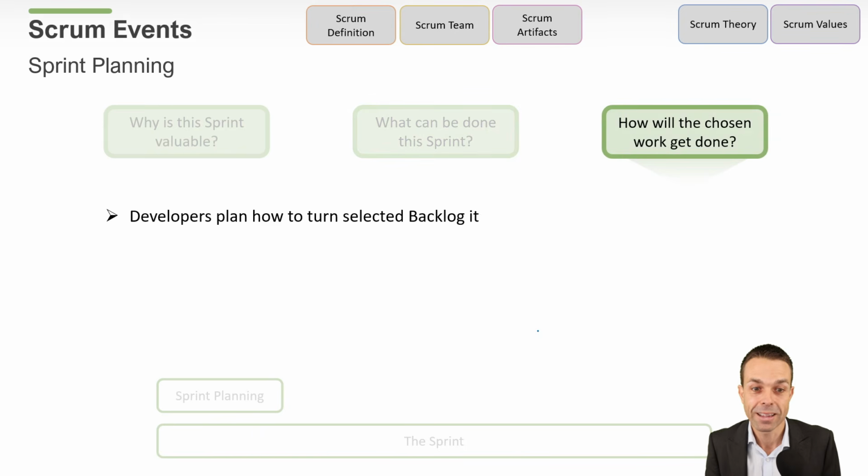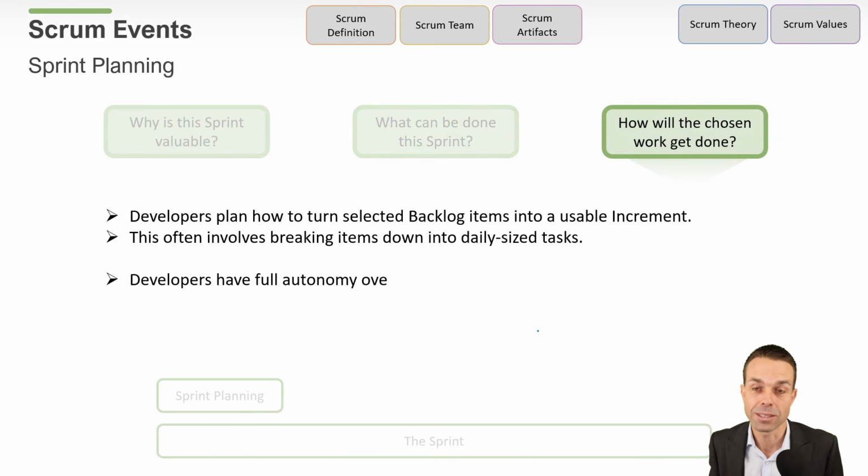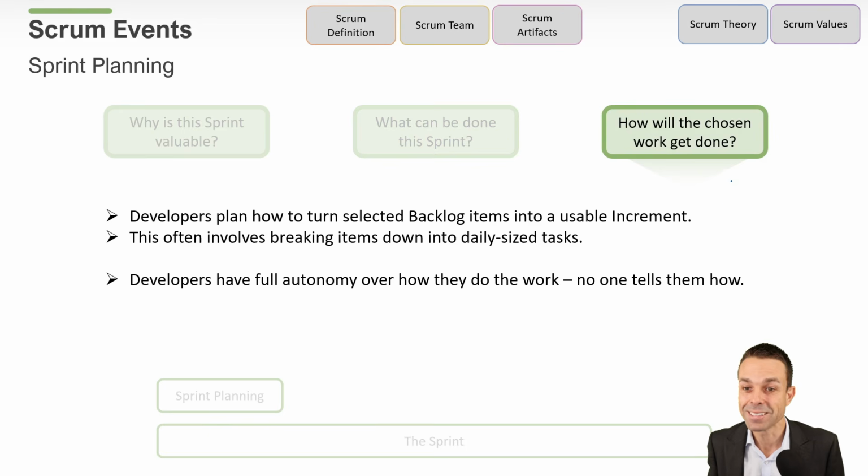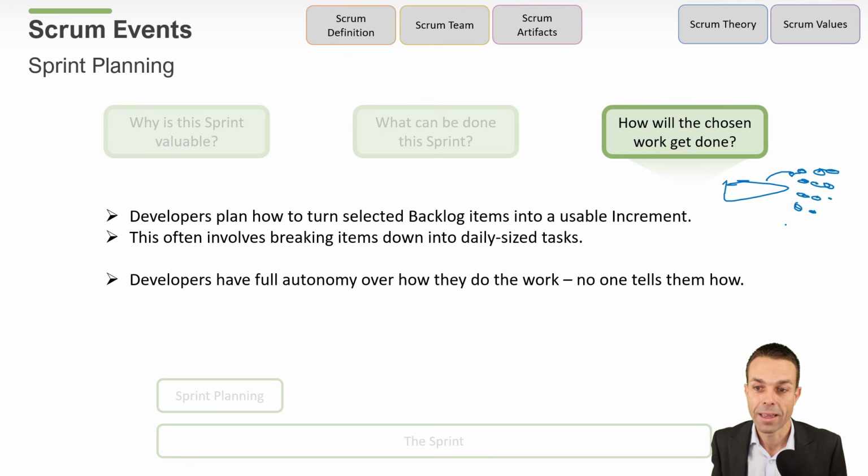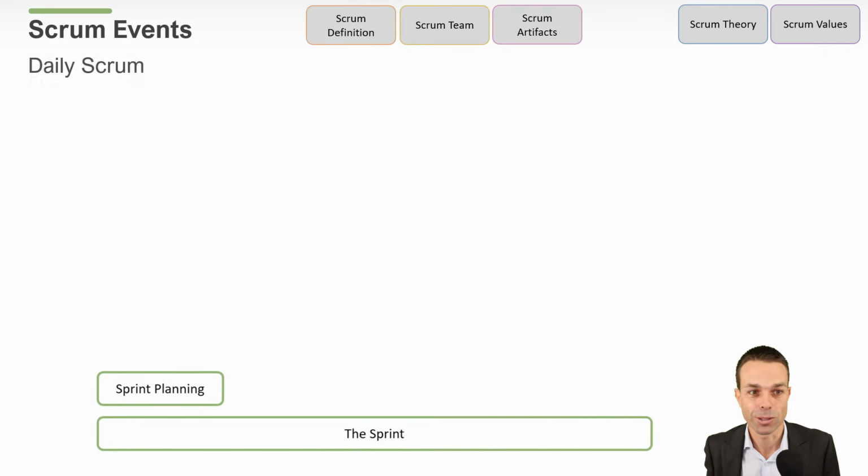Developers plan how to turn the selected backlog items into a usable increment, which means they take that feature and they break it down into something that makes sense to them that they can work on and deliver at the end. This often involves breaking down those items into daily sized tasks. There you go. And developers have full autonomy over how they do the work. No one tells them how to do it. They're the ones who decide.